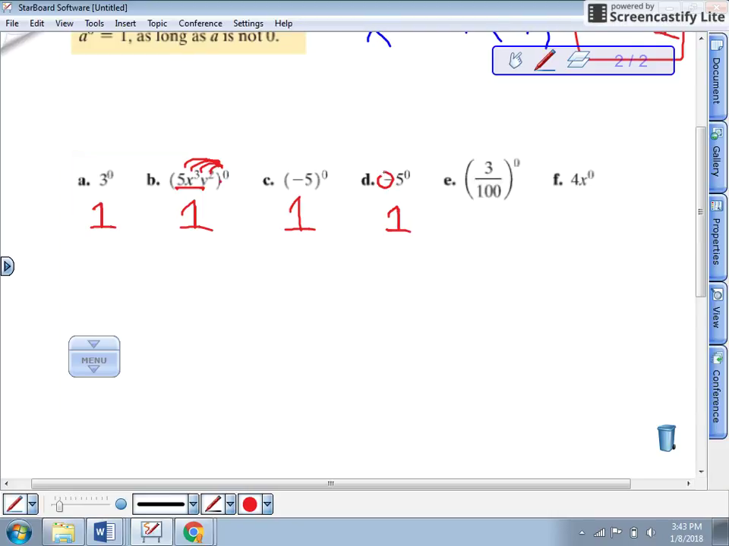Oh, excuse me. This one is actually negative 1 because the 5 to the 0 is 1, but then we do have that negative sign in front. So be aware of that. Big difference between C and D. Almost made a quick little mistake there.